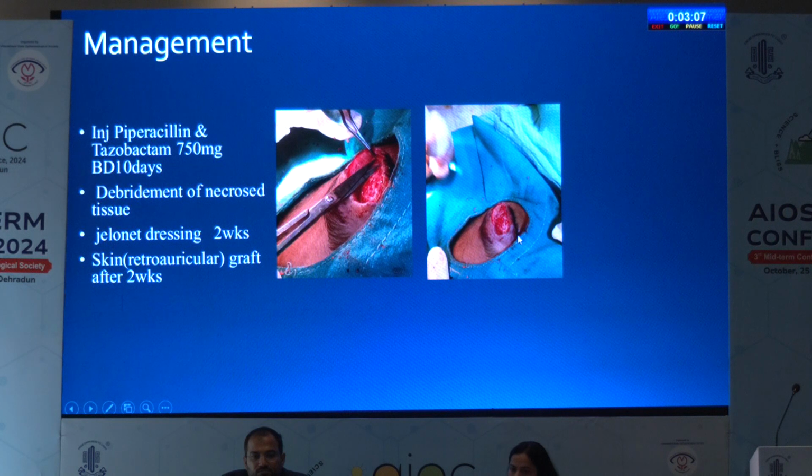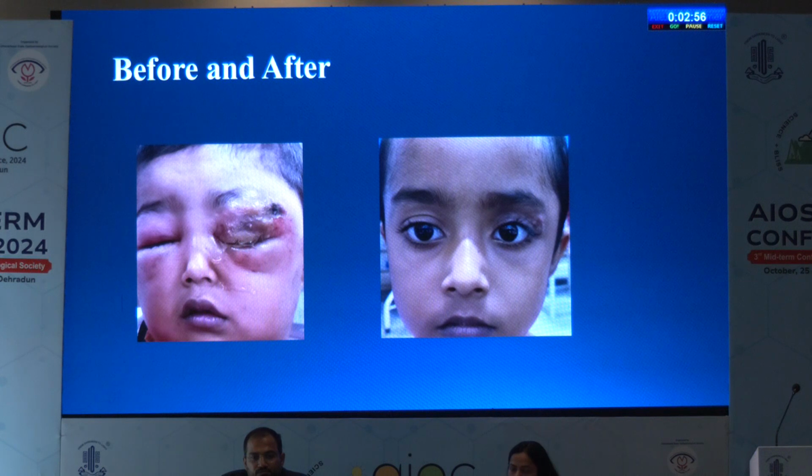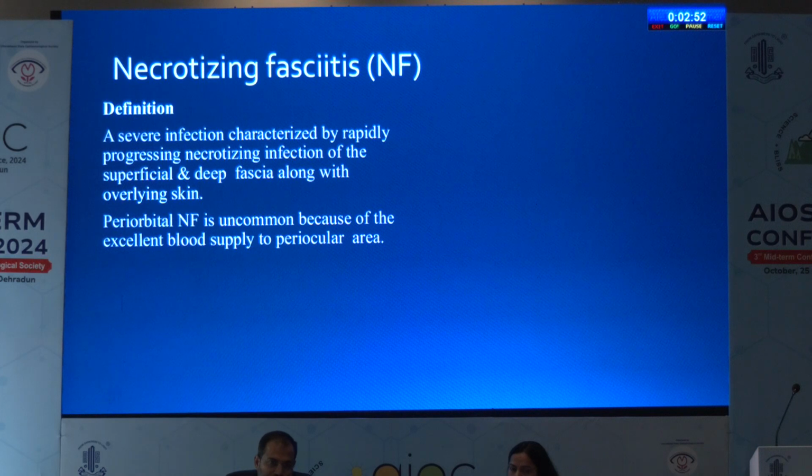Then we went for grafting from the retroauricular area. We took the graft and put it. This was the before and after treatment of the patient. Necrotizing fasciitis is a severe infection. Periorbital necrotizing fasciitis is actually very rarely seen. It involves the superficial and the deep fascia along with the overlying skin. Periorbital NF is uncommon because of the excellent blood supply of the periocular area.